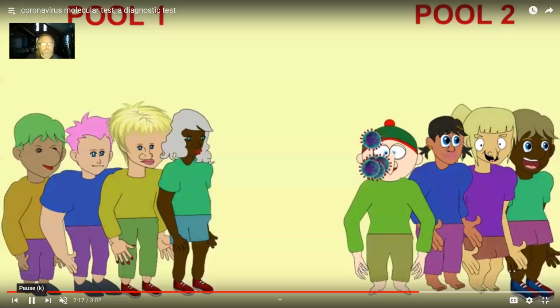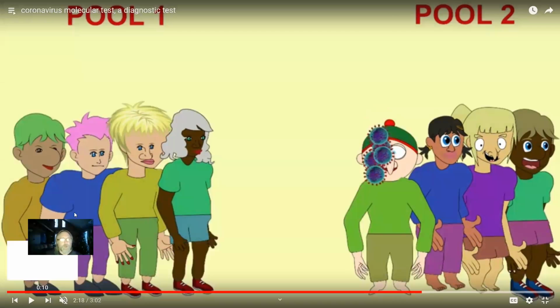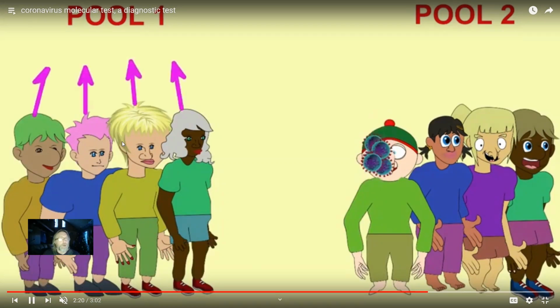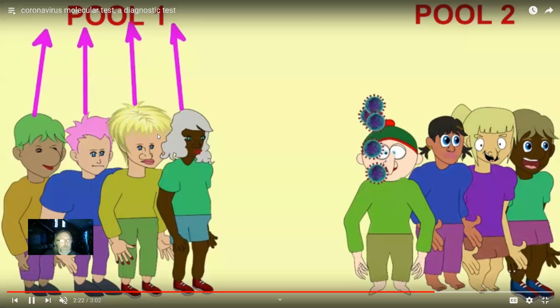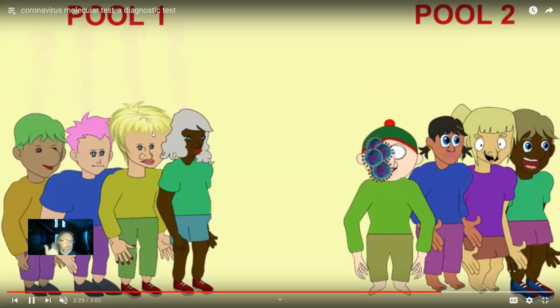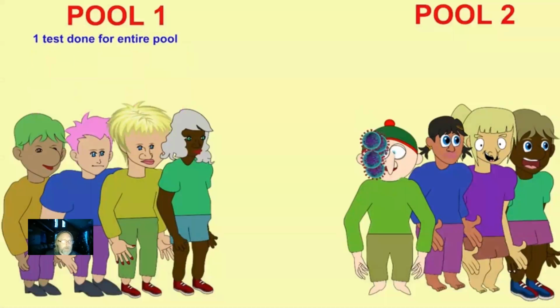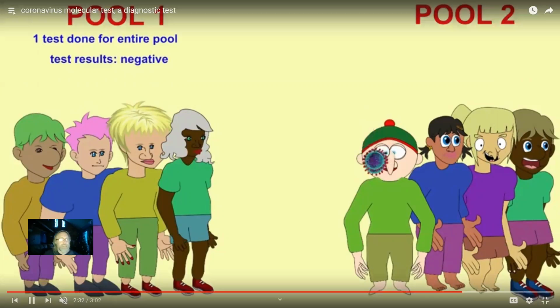Another advantage of this PCR test is, if you wanted to limit costs, you could test pools. So for example, you could have these people in pool one, and there could be 4 people, there could be 20 people in pool one, and then more people in pool 2, which I'll get to. Let's say nobody in pool 1 has coronavirus. They all provide a sample. Let's say they do a mouth swab, and they all donate their samples into one pool, and one test is done.